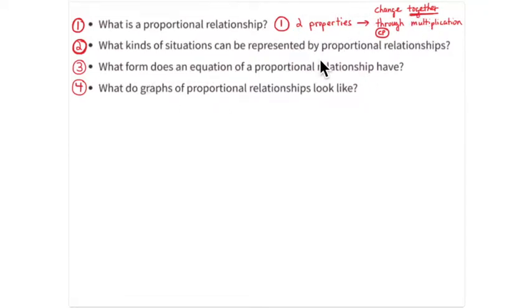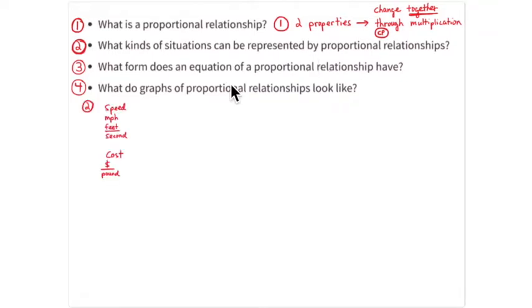What kinds of situations can be represented by a proportional relationship? Speed, miles per hour, feet per second. Cost is a common one, dollars per pound. So you might post on the wall somewhere in your classroom, how many different ways can you put together situations that are represented by proportional relationships?